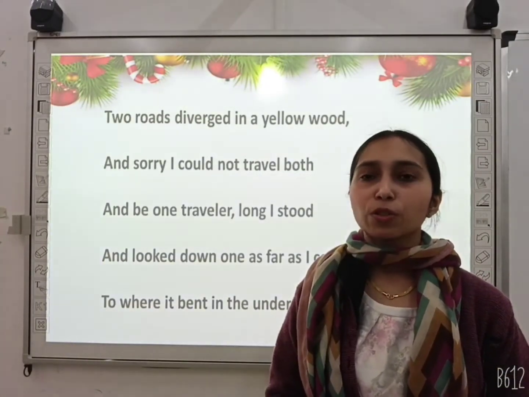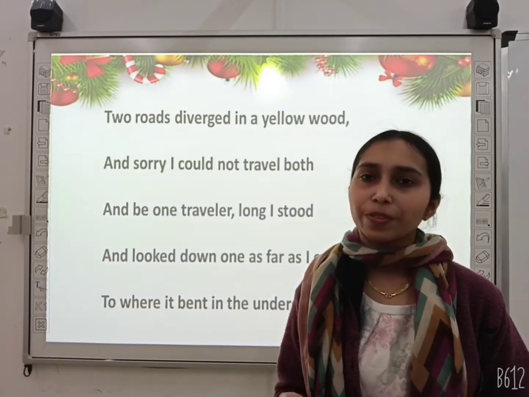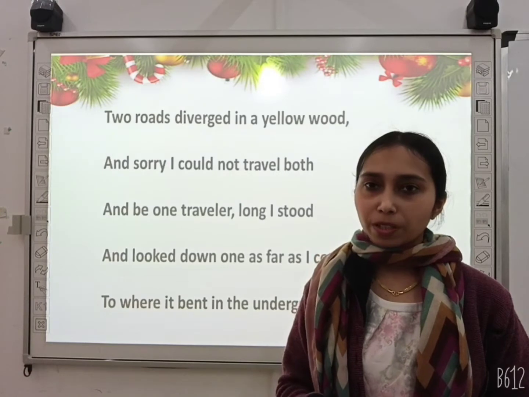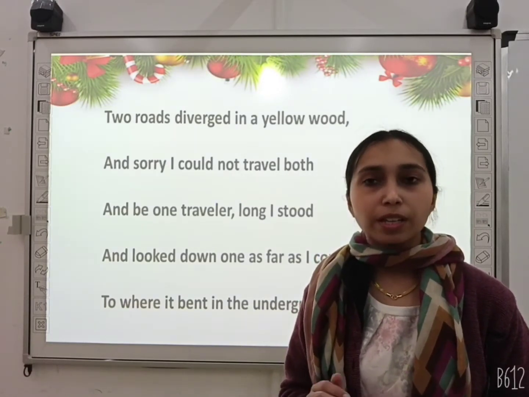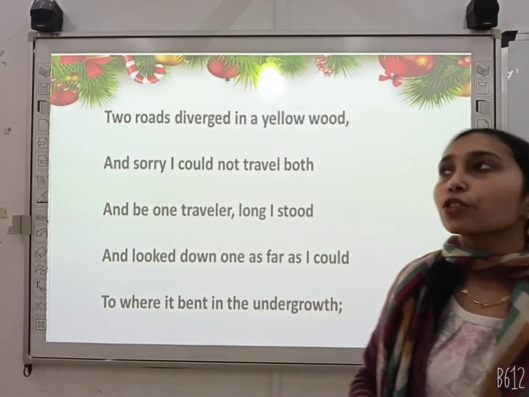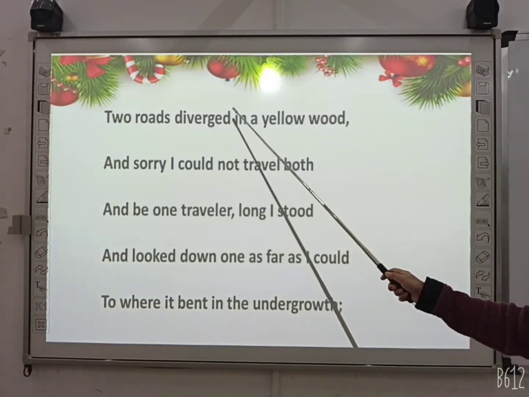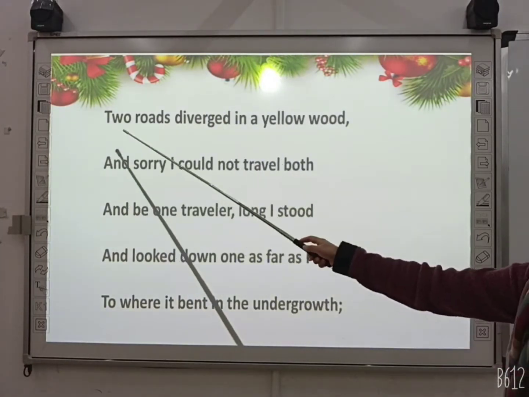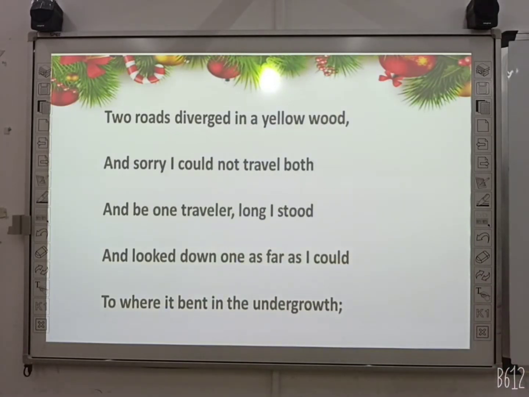Once the poet was walking down a path, right? When he reached a particular place, he happened to see that the path was dividing into two different directions. So that is called diverged. Two roads diverged. That means as the poet was walking down the path, he happened to come across two different roads in a yellow wood. So what do you mean by yellow wood?